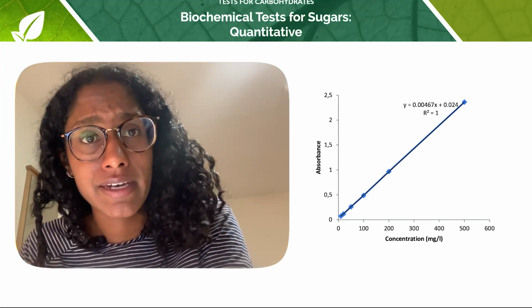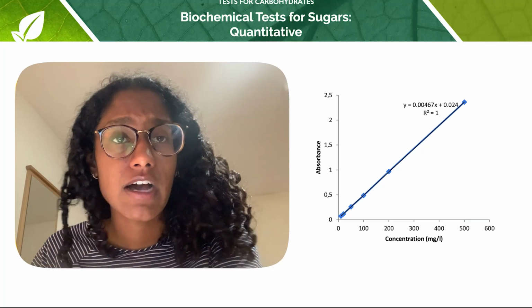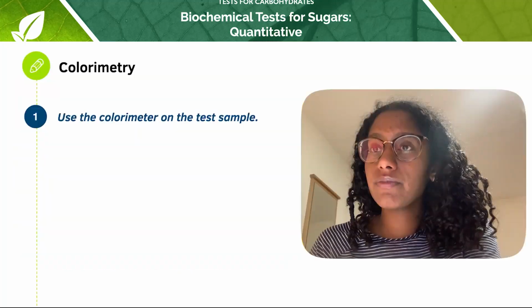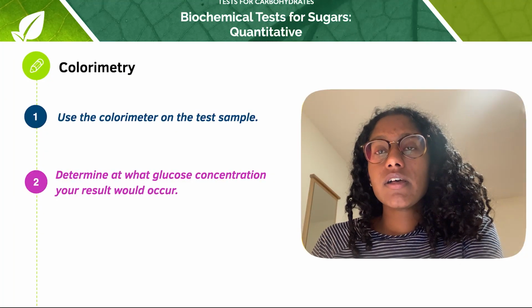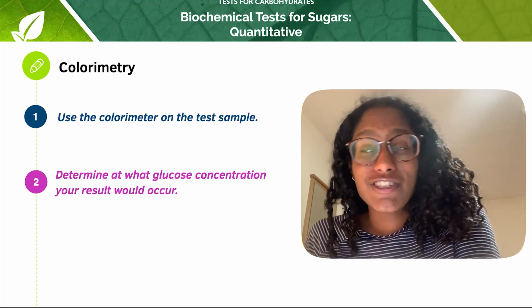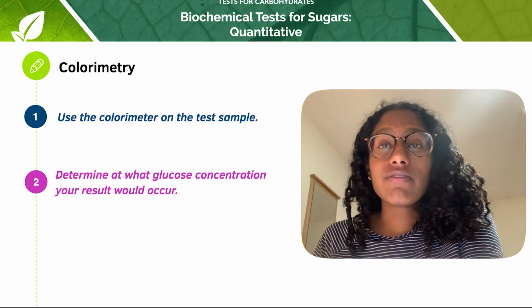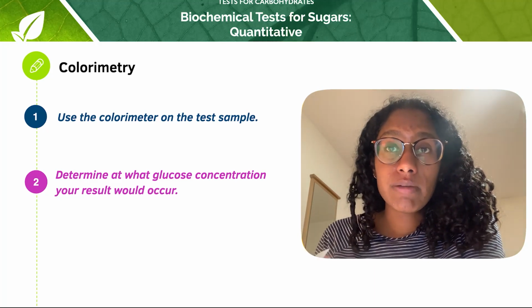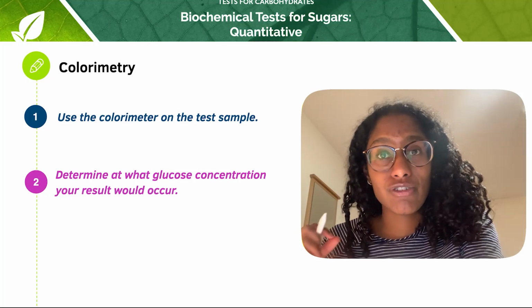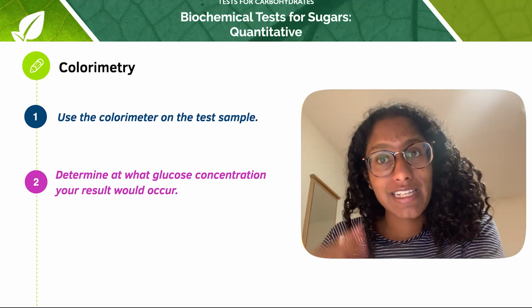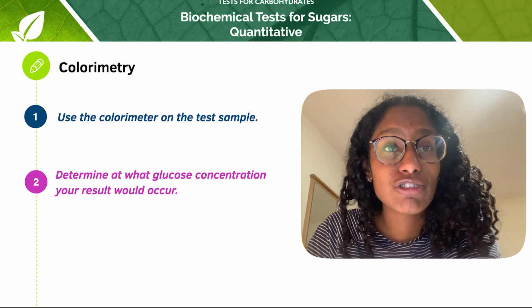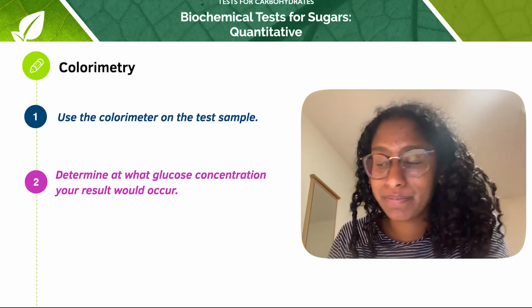And you might be given something like this in an exam, so familiarise yourself with what we just talked about there. Okay, so this is essentially what I've just described, but just in writing. So you find out what the colorimeter says and you put that onto the graph and you read off your line of best fit and determine at what glucose concentration your result would occur.